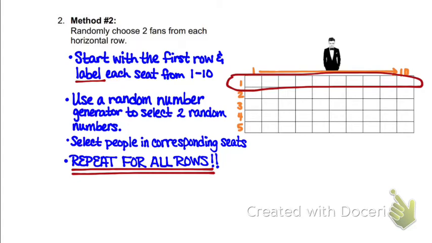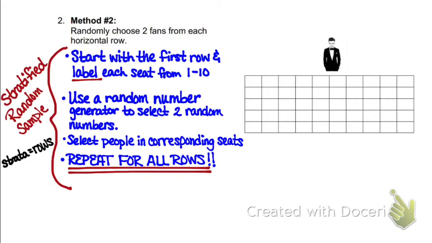What we're doing here is called stratified sampling. In this case, our strata are our different rows.